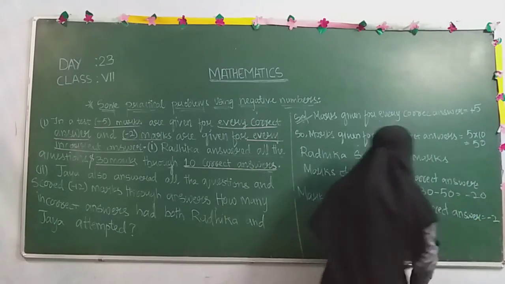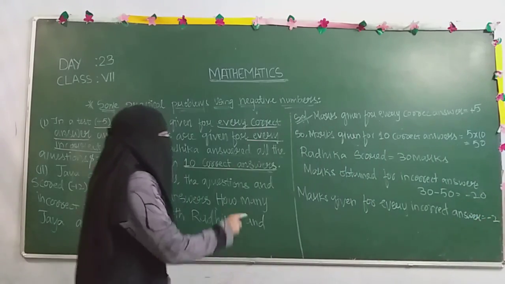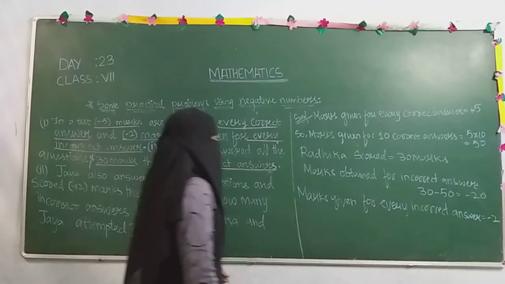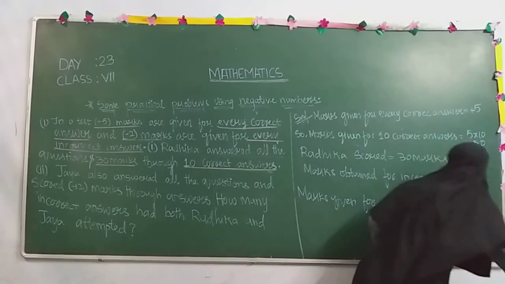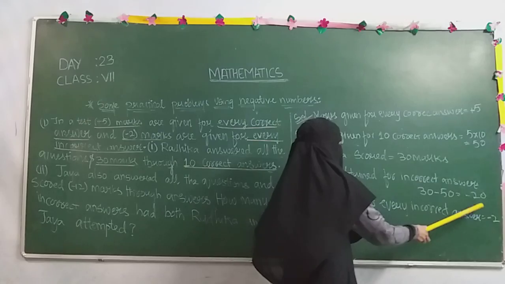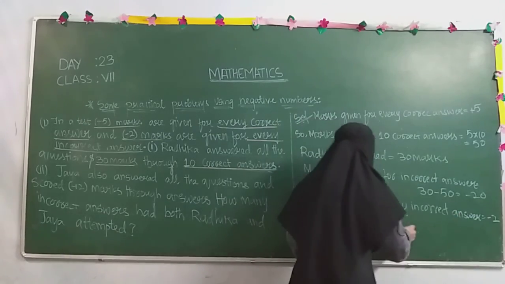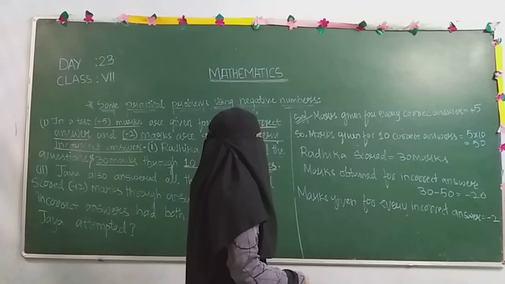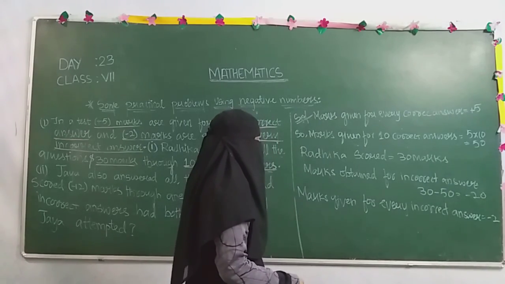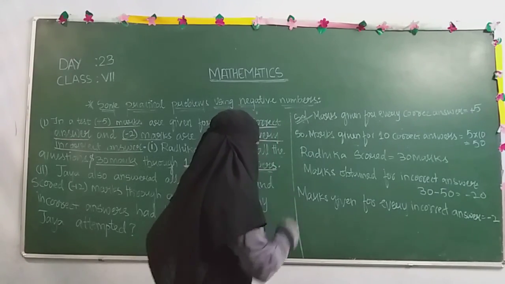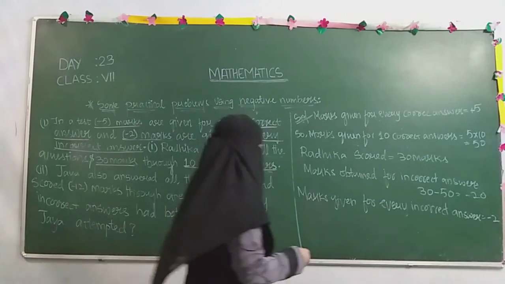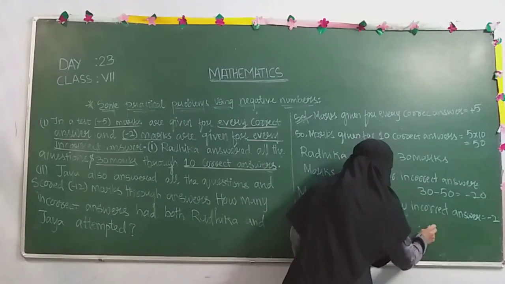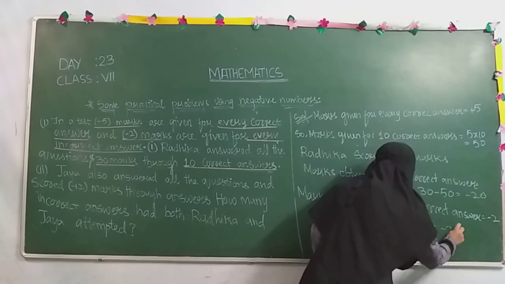How much? Minus 2 marks are given. Now, marks obtained for incorrect answers, we know how many marks she has obtained for incorrect answers? Minus 20. So now we are going to find out how many questions she has attempted wrongly. So you will get here minus 20.